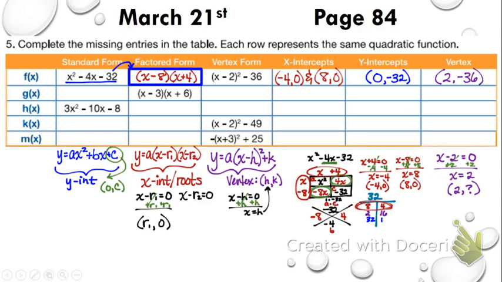What do I have to work with for g of x? What did they give me to work with? Factored form, x minus 3 times x plus 6. First thing we're going to have to do is put it into standard form. You can't get to vertex form if you don't have standard form. So we're going to double distribute this. I have x squared plus 6x minus 3x minus 18.